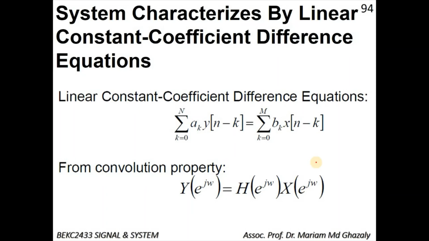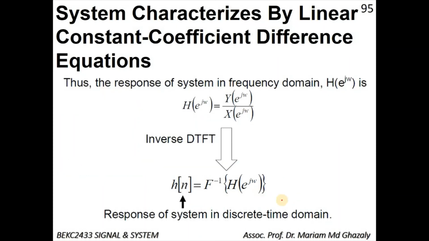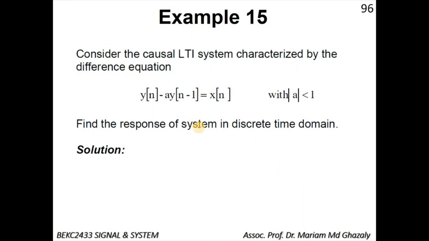Okay, next we are going to look at the system characterization by linear constant coefficient difference equation. Like what you have done in the continuous time Fourier transform, discrete time has the same property. So we are going to try to solve a linear difference equation. Consider the difference equation below. You are given y[n] minus a y[n minus 1] equal to x[n]. Find the response of the system in discrete time.